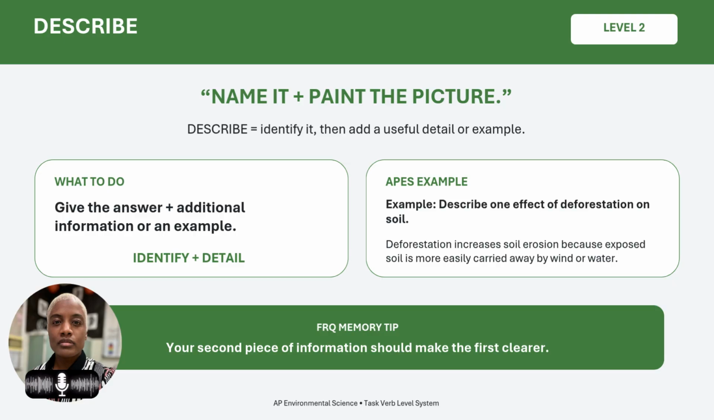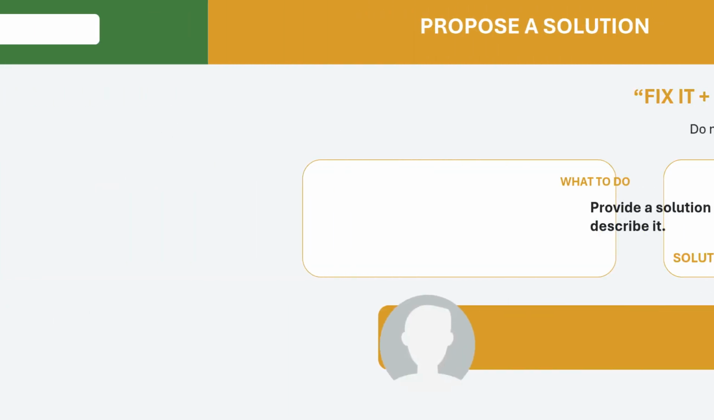Okay. Our example: describe one effect of deforestation on soil. Here it is. The first thing we're going to do is identify. We said deforestation increases soil erosion. Okay. That was the identification. Now, because exposed soil is more easily carried away by wind or water, that is our useful detail. We say useful, so that detail must tie back to the identify. Okay, it must tie back. It must support it, not just any detail. Okay.